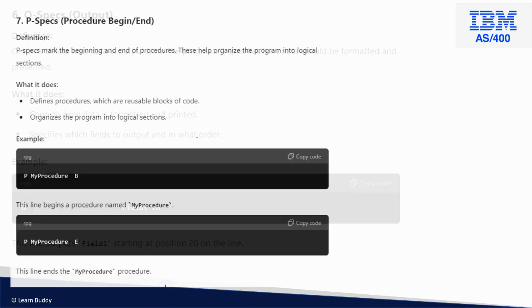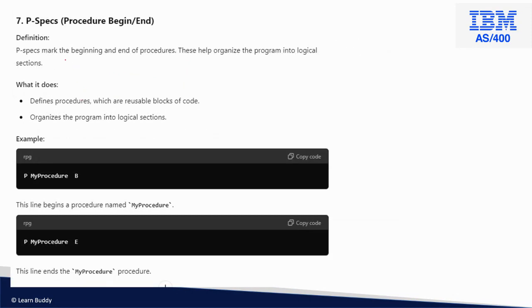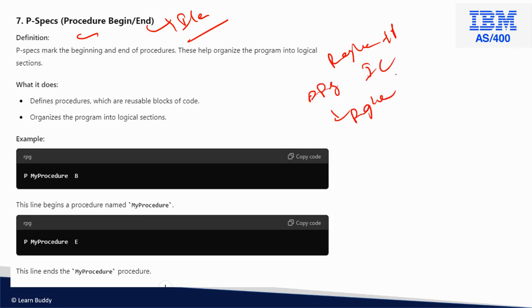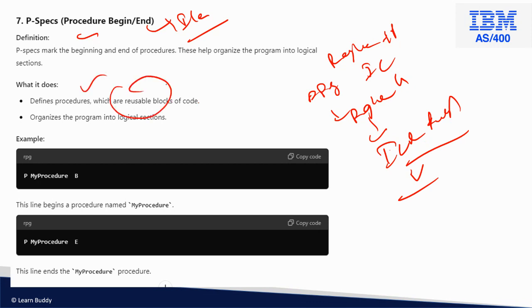And the P specification is related to procedures, and this is an ILE related concept. ILE is an advanced version of RPGLE. So RPG is the first, next RPGLE, and next ILE RPG. This is a very advanced version. So here you can define procedures and reusable blocks.